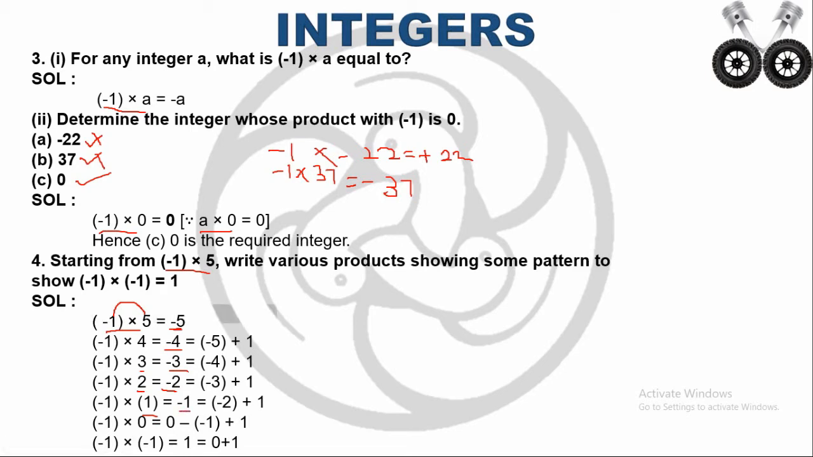Next number I took as 0. Any number that is multiplied with 0, I get the answer as 0. When I get the answer 0, it is minus 1 plus 1, I get the answer as 0.